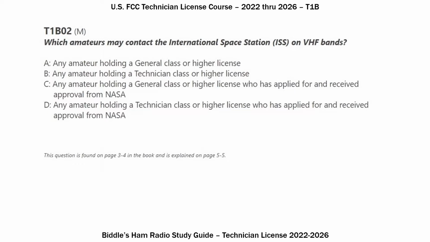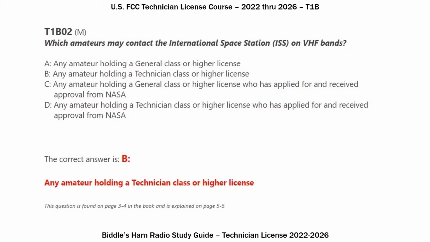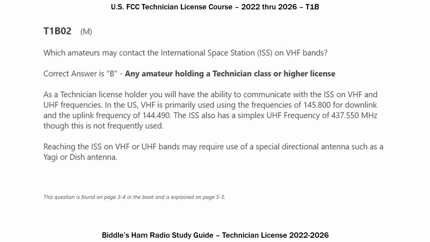C, any amateur holding a general class or higher license who has applied for and received approval from NASA. Or D, any amateur holding a technician class or higher license who has applied for and received approval from NASA. The answer to this is B, any amateur holding a technician class or higher license.